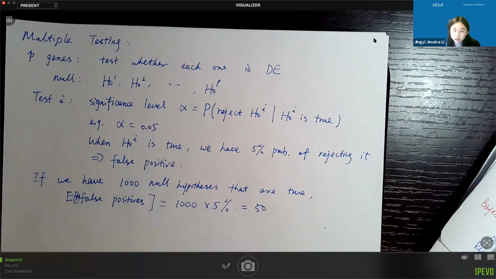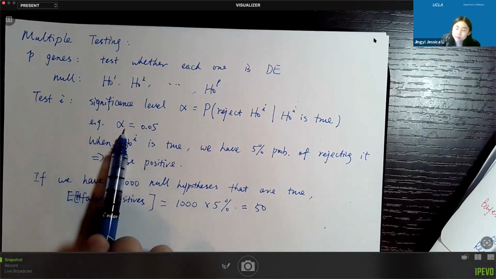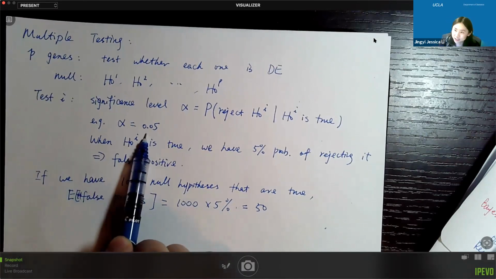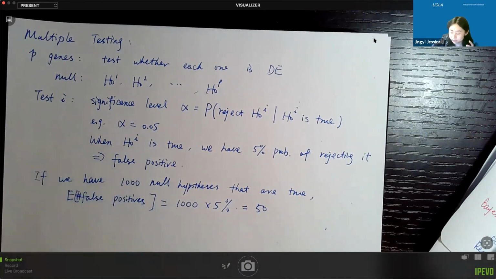So this is the fundamental motivation of doing multiple testing correction. We want to adjust alpha to be a much smaller level for rejection, so hopefully we can keep the number of false positives quite small. Okay, so that's the basic idea of multiple testing correction.